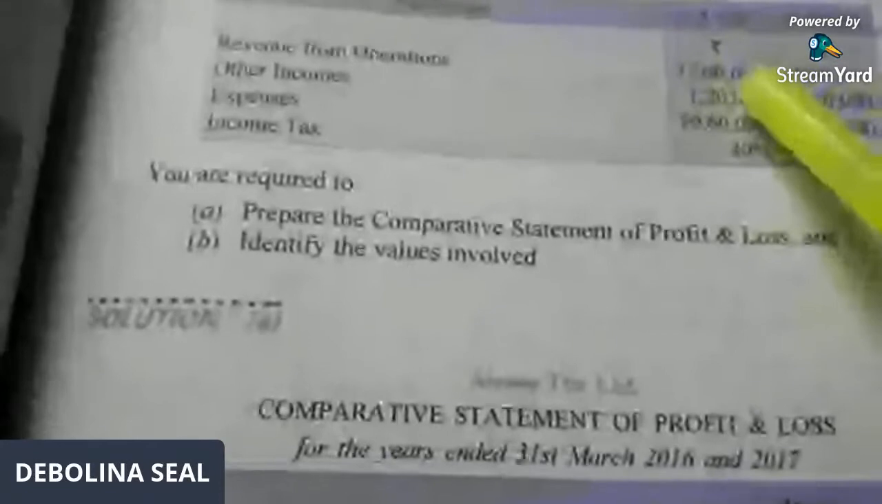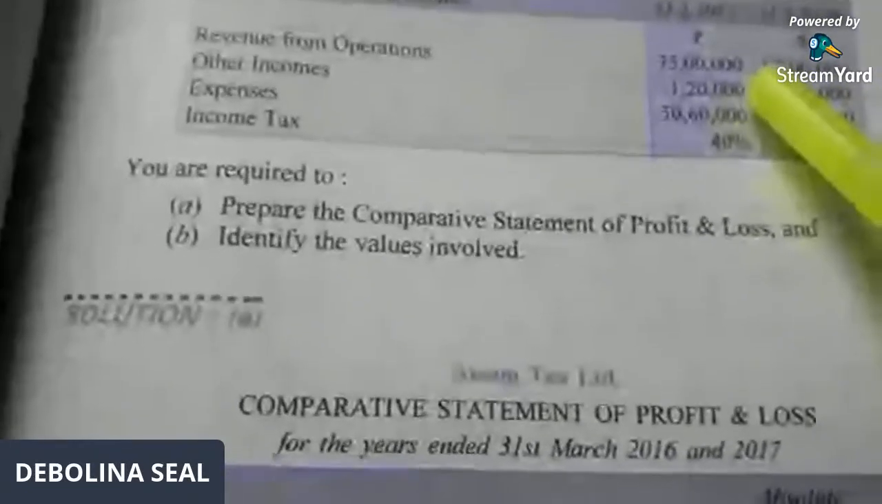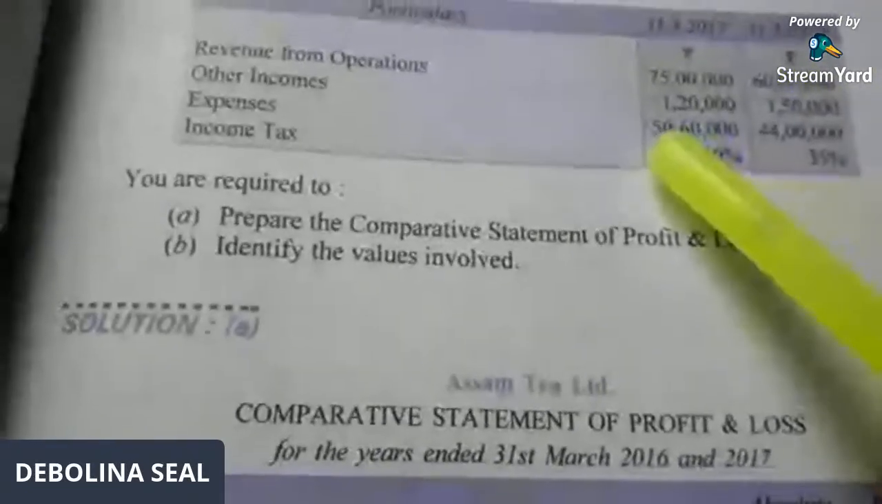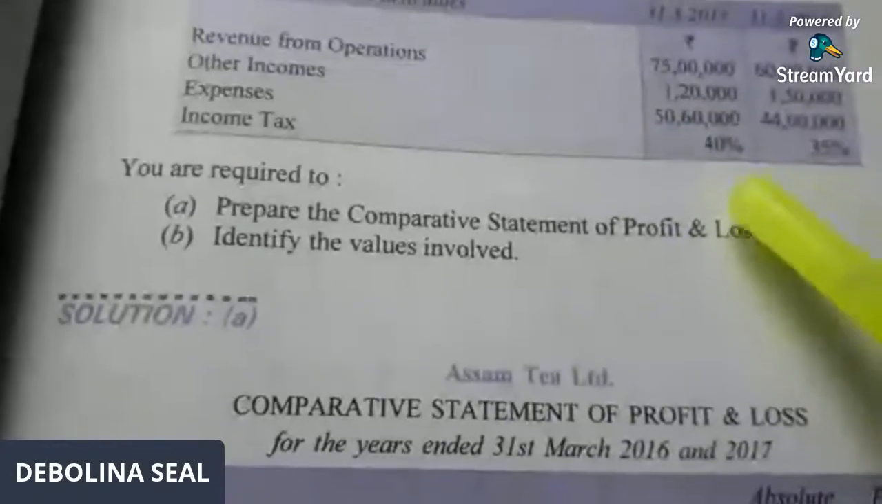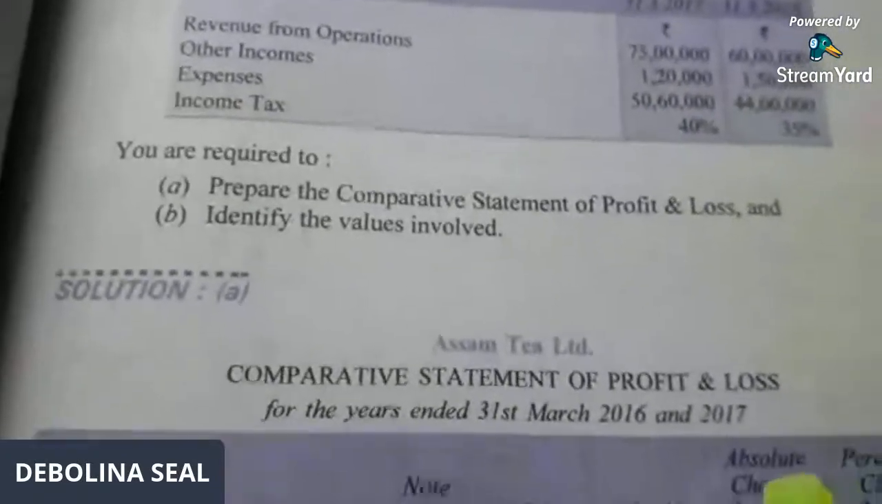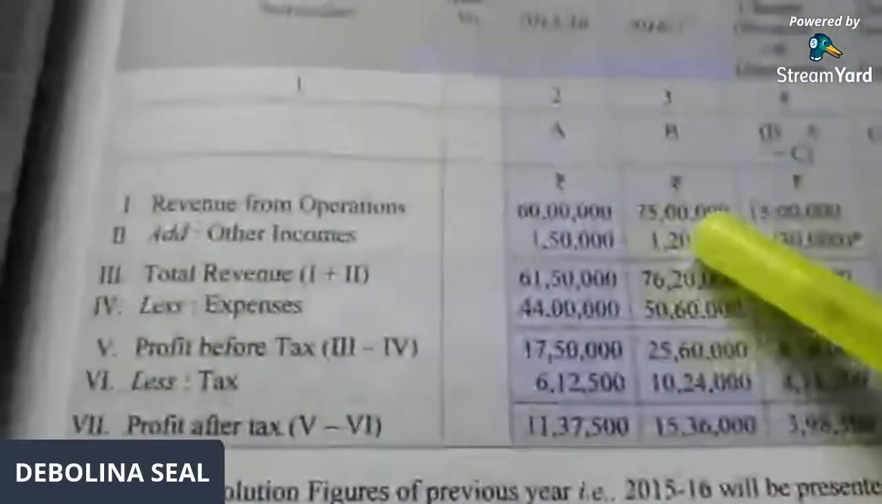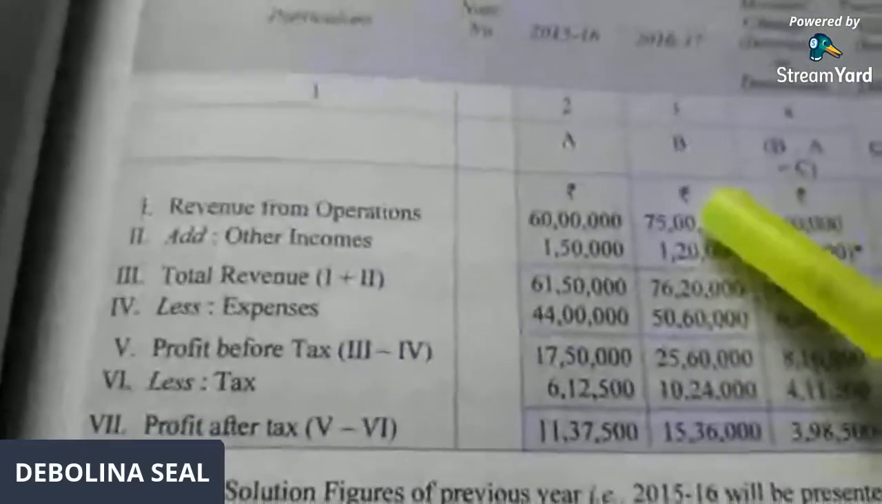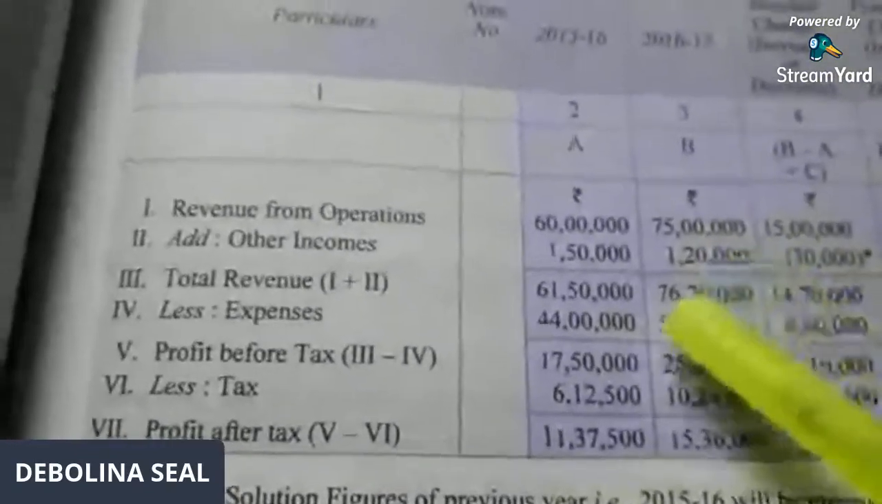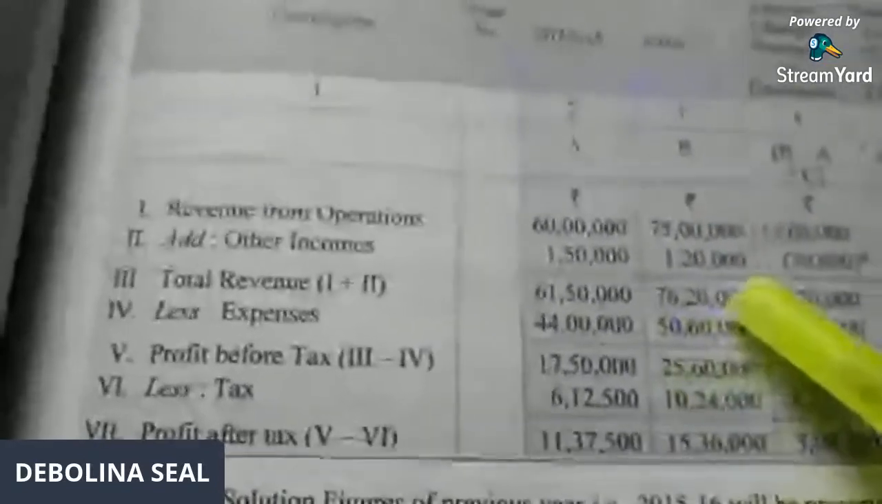Now we are going to do the current year. Current year, what is given? 75 lakhs is revenue from operation. Then you have 1 lakh 20,000 as other income. Expenses is 50 lakh 60,000 and 40% is the tax. So 75 lakhs, done. With this you are going to add other income, so it comes to 76 lakh 20,000.